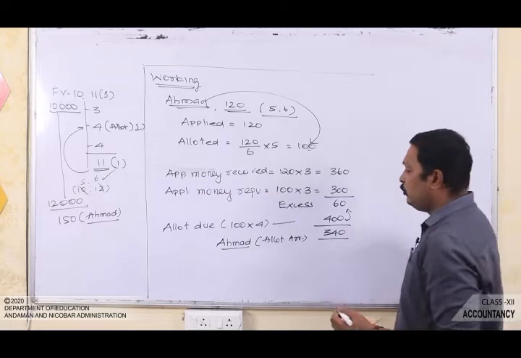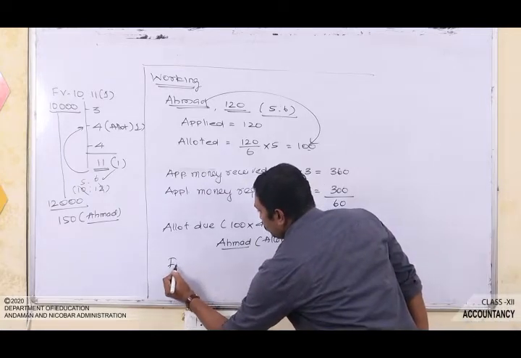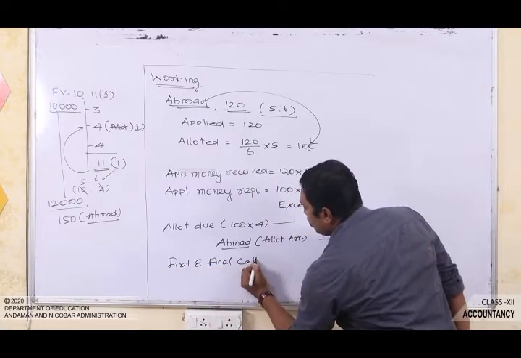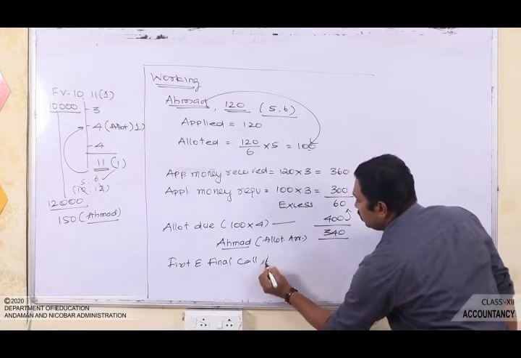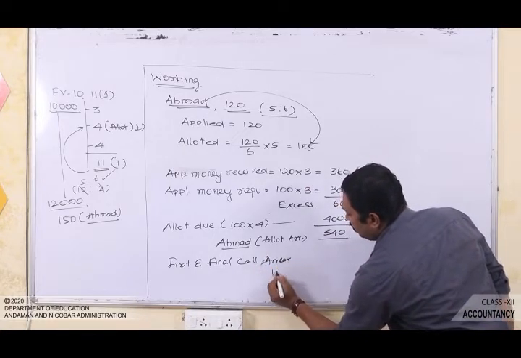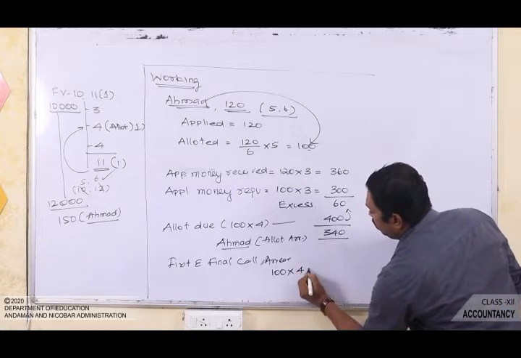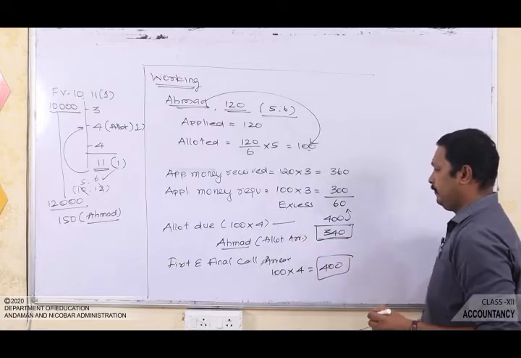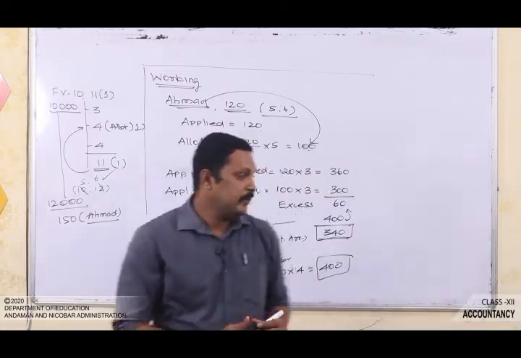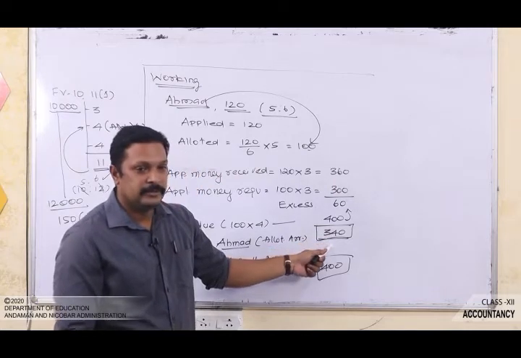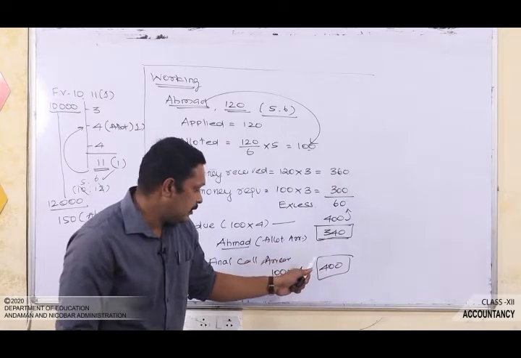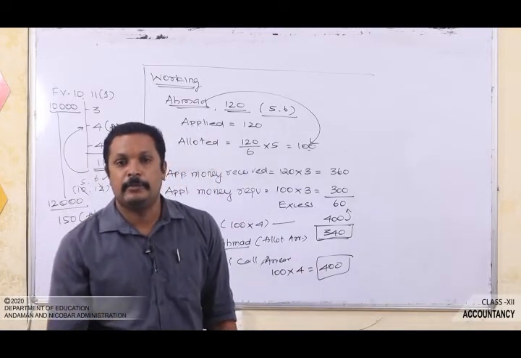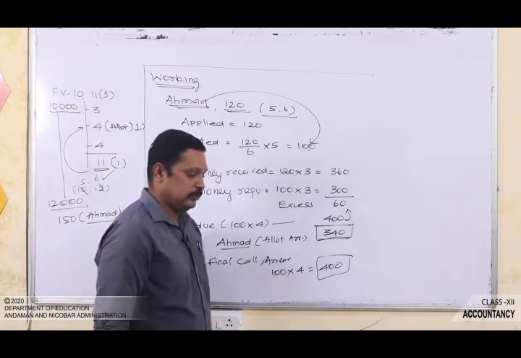And moreover, he could not pay the first call also. So, first and final call arrear. How much? Simple. How many shares allotted? We allotted 100 shares. The final call amount is 4. That is 400. These two amounts are very important. Ahmed could not pay 340. He has to pay 340 rupees, but he could not pay that amount. And he has to pay 400 rupees on first call, but he could not pay that amount in first call also.